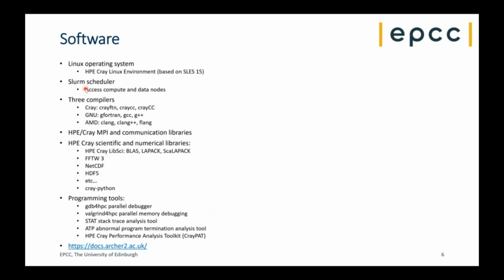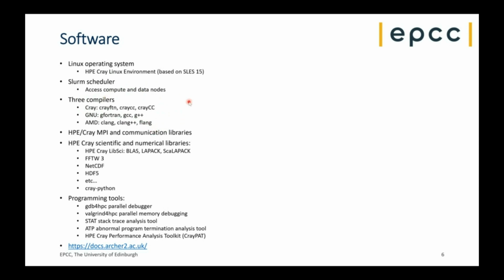As we've already said, we use Slurm as a batch scheduler, so this is how we access the compute nodes and those data analytics nodes. And we have, by default, installed 3 different compiler stacks. The default one when you log onto the system is the Cray compilers, but we also have the GNU compilers, and I think we have GNU 10 and GNU 11 and possibly GNU 8 as well. And because these are AMD processors, we also have the AMD compilers.